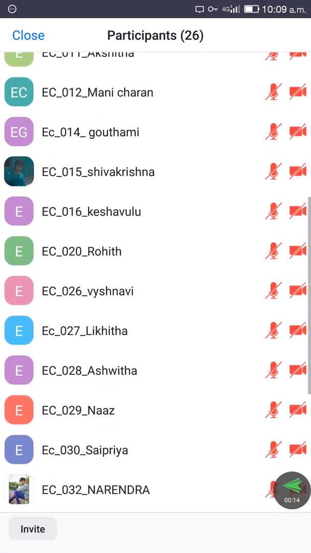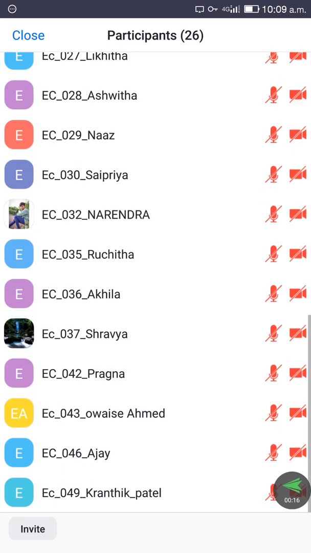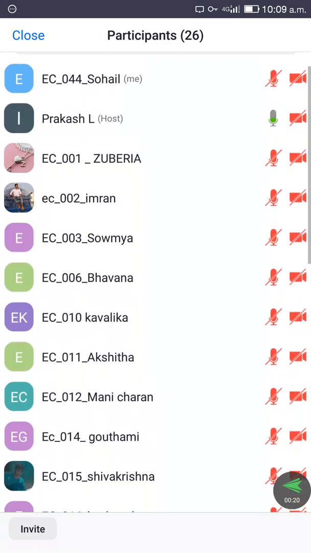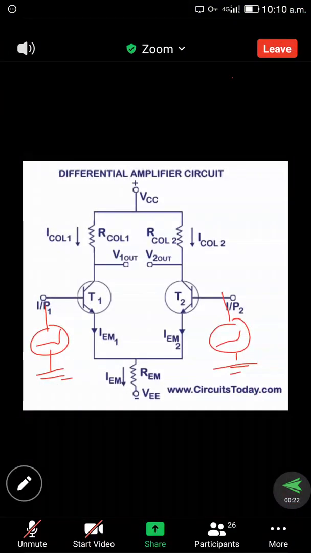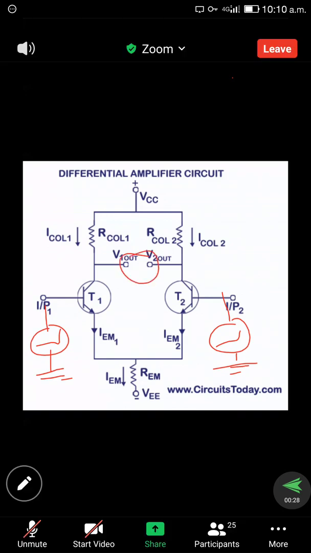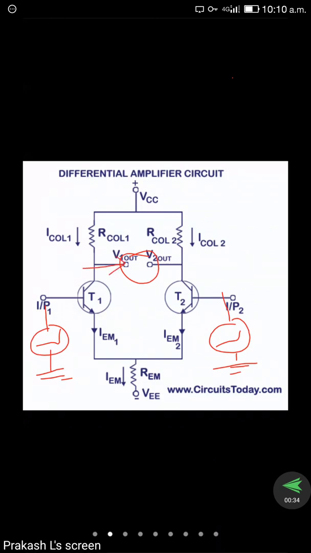So the output is taken across the differential output, in between the collector outputs, the two collectors outputs. So V out 1, V out 2. So in between these two, we are finding the differential output. Okay.